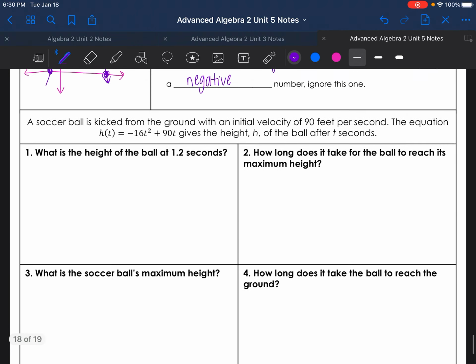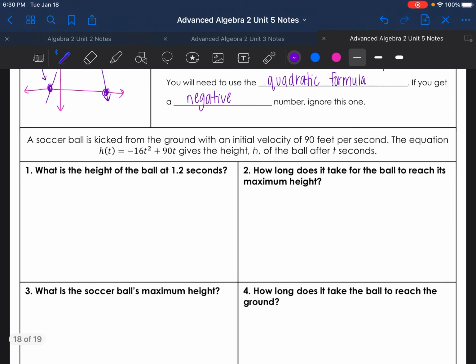Alright, so let's look at this first example. We've got lots of questions here. A soccer ball is kicked from the ground, meaning the starting height is 0, with an initial velocity of 90 feet per second. The equation h of t equals -16t squared plus 90t gives the height of the ball after t seconds. So this one actually gave you the equation. You didn't have to put it together.